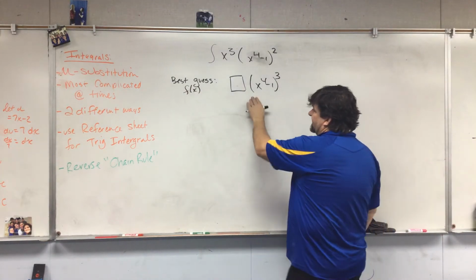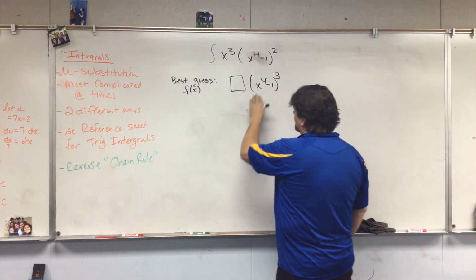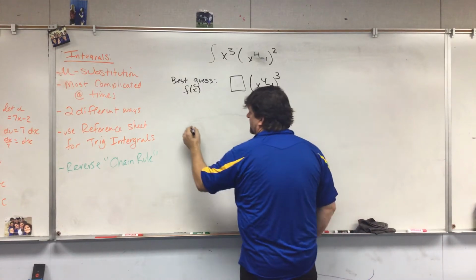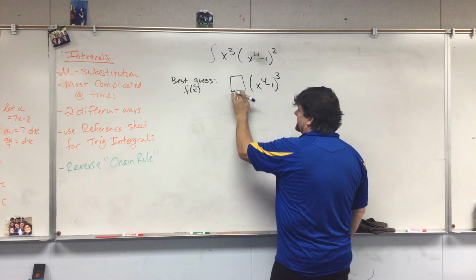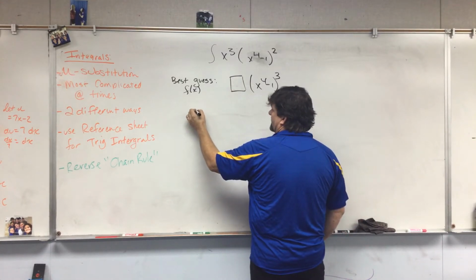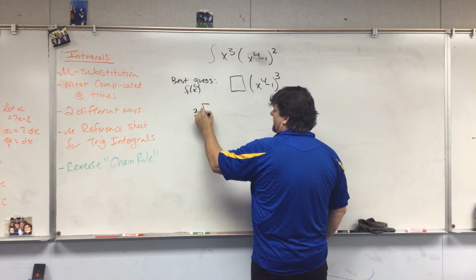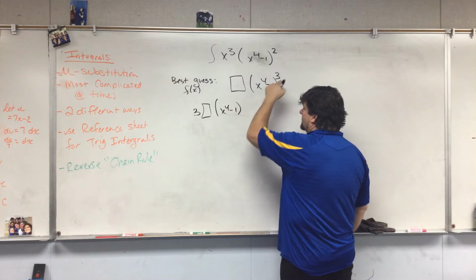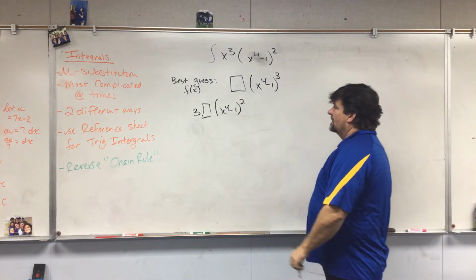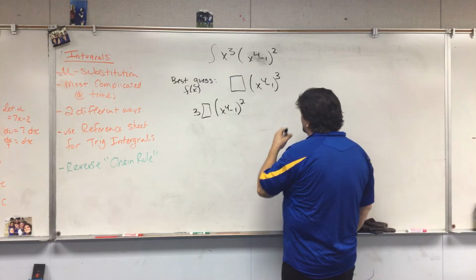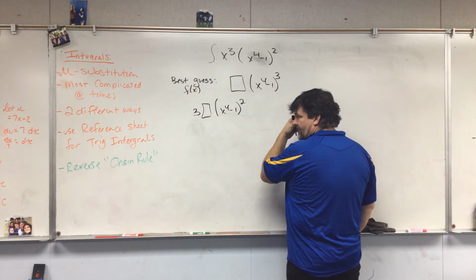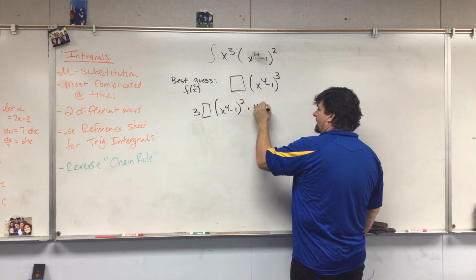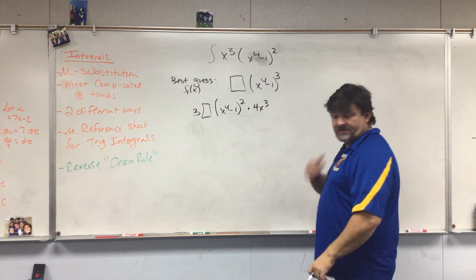Now, let's take the derivative of the best guess. So, I'm going to take the derivative of this best guess. If I take the derivative of this best guess, including this box, I'm going to get 3 times the missing piece, x to the fourth minus 1, subtract my 1 power, and I multiplied out front, and we're going to multiply that by the derivative of the inside, which is 4x cubed.